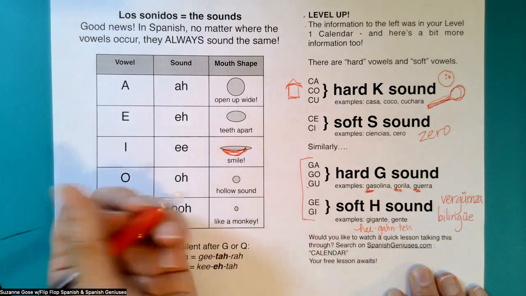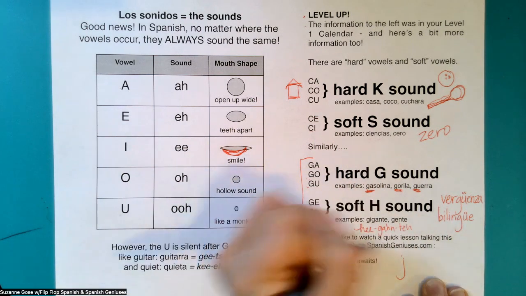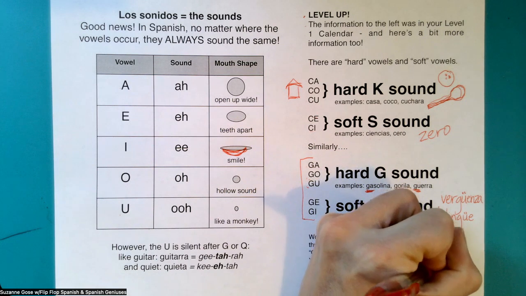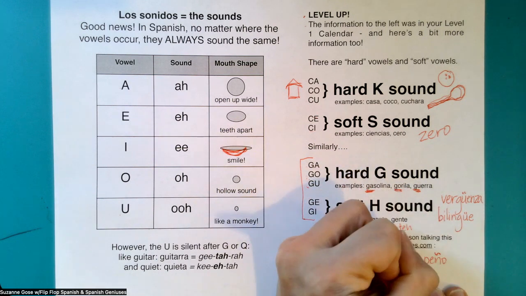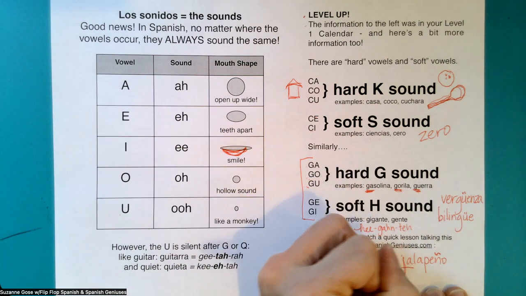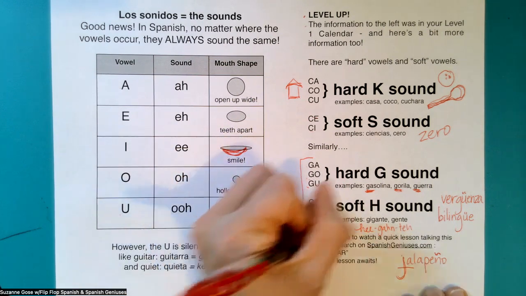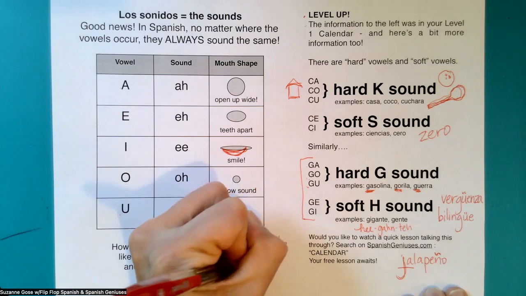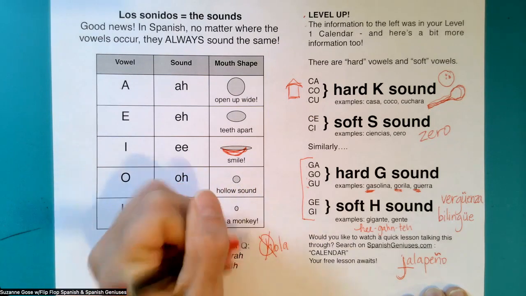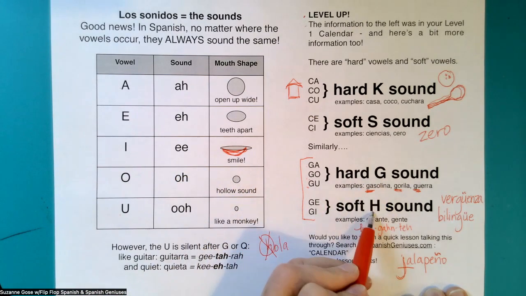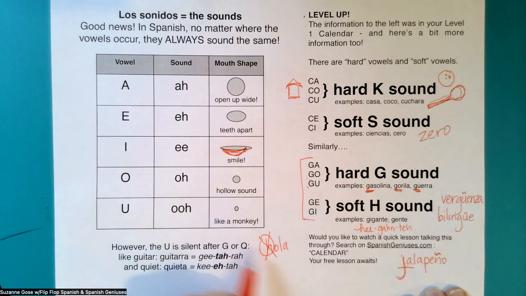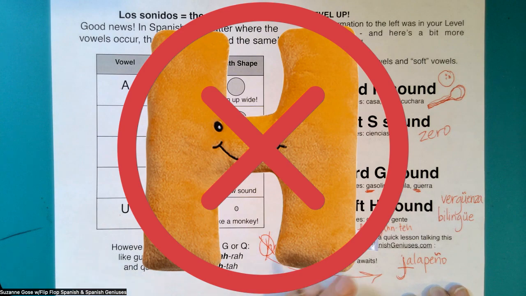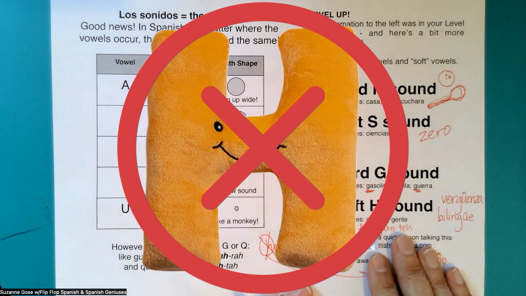Now, what's the other one that has the H sound, right? The J. So jalapeño. Makes an H noise because it stole the sound from the H, right? H is always, always silent. There's never a noise with H because the G and the J stole it. So H is mute. All right, I hope that helps you to understand when, why, and how.